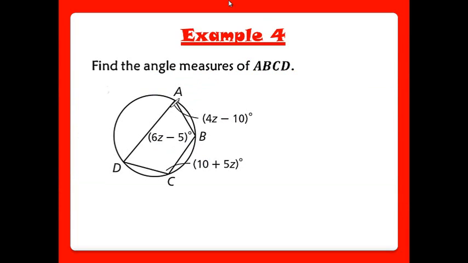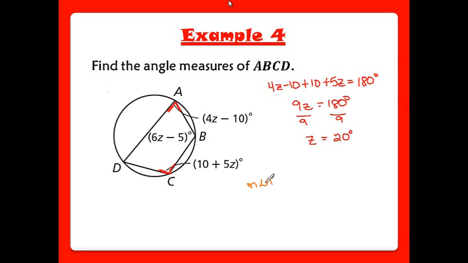Okay, so I'm going to start using my theorem. By using my theorem, I know that angle A and angle C are supplementary, so that means they add up to 180. So 4z minus 10 plus 10 plus 5z must equal 180 degrees. If I combine my like terms, I get 9z equals 180 degrees. And divide by 9, z is 20 degrees. Just by knowing that, I can find the measure of 3 of the angles.